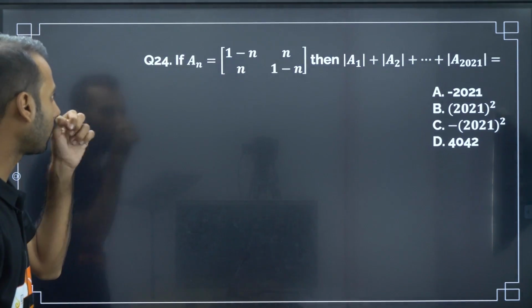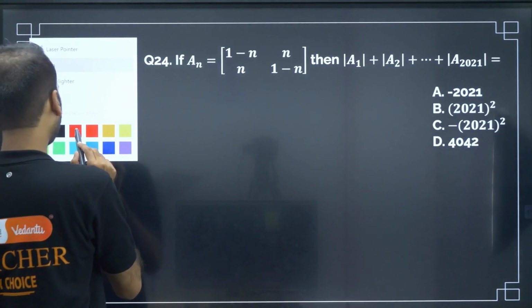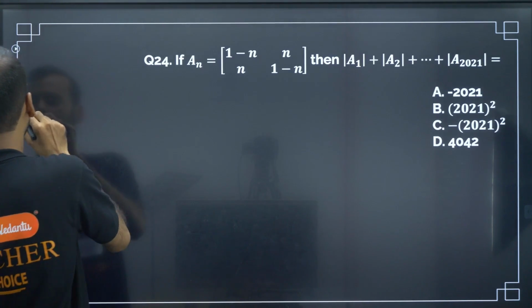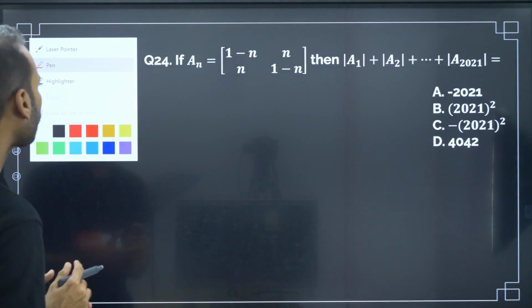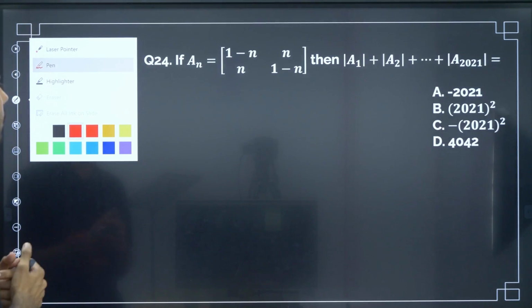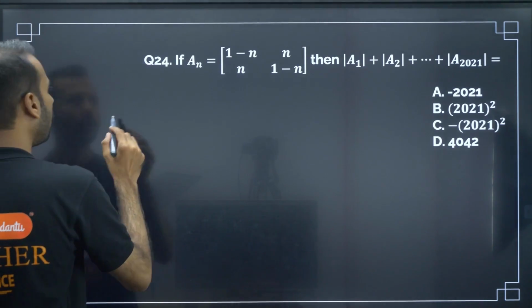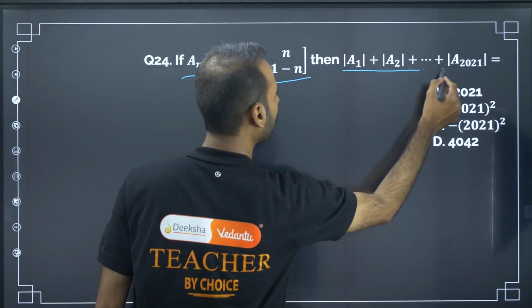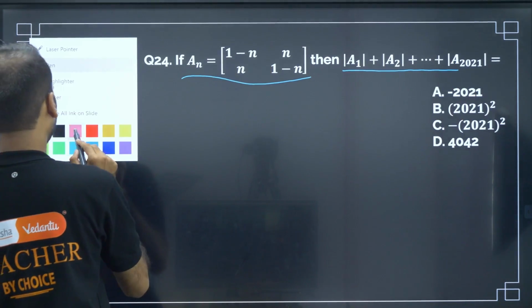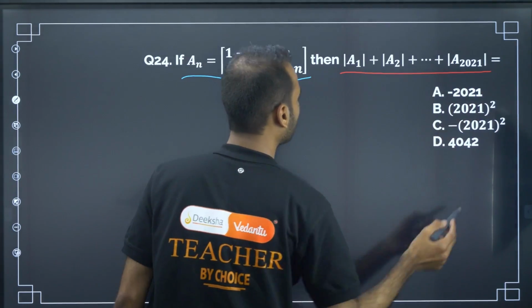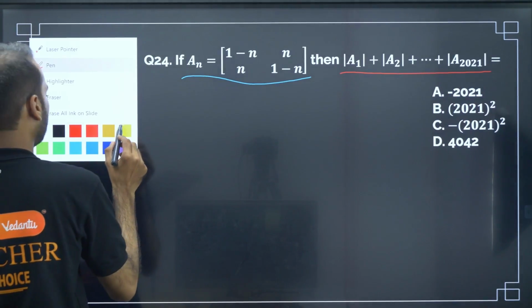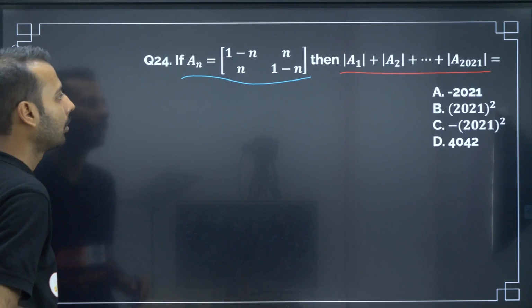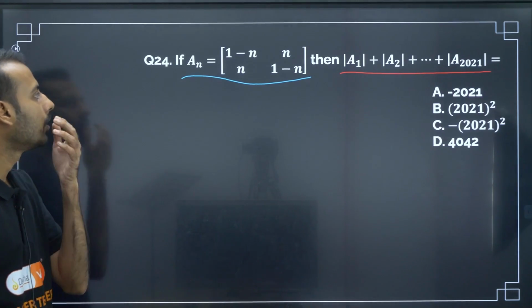If an is equal to, some information they have given, 1 minus n, 1 minus n. Okay, if an is this, then they are asking to find this an. Now how to approach this a1?